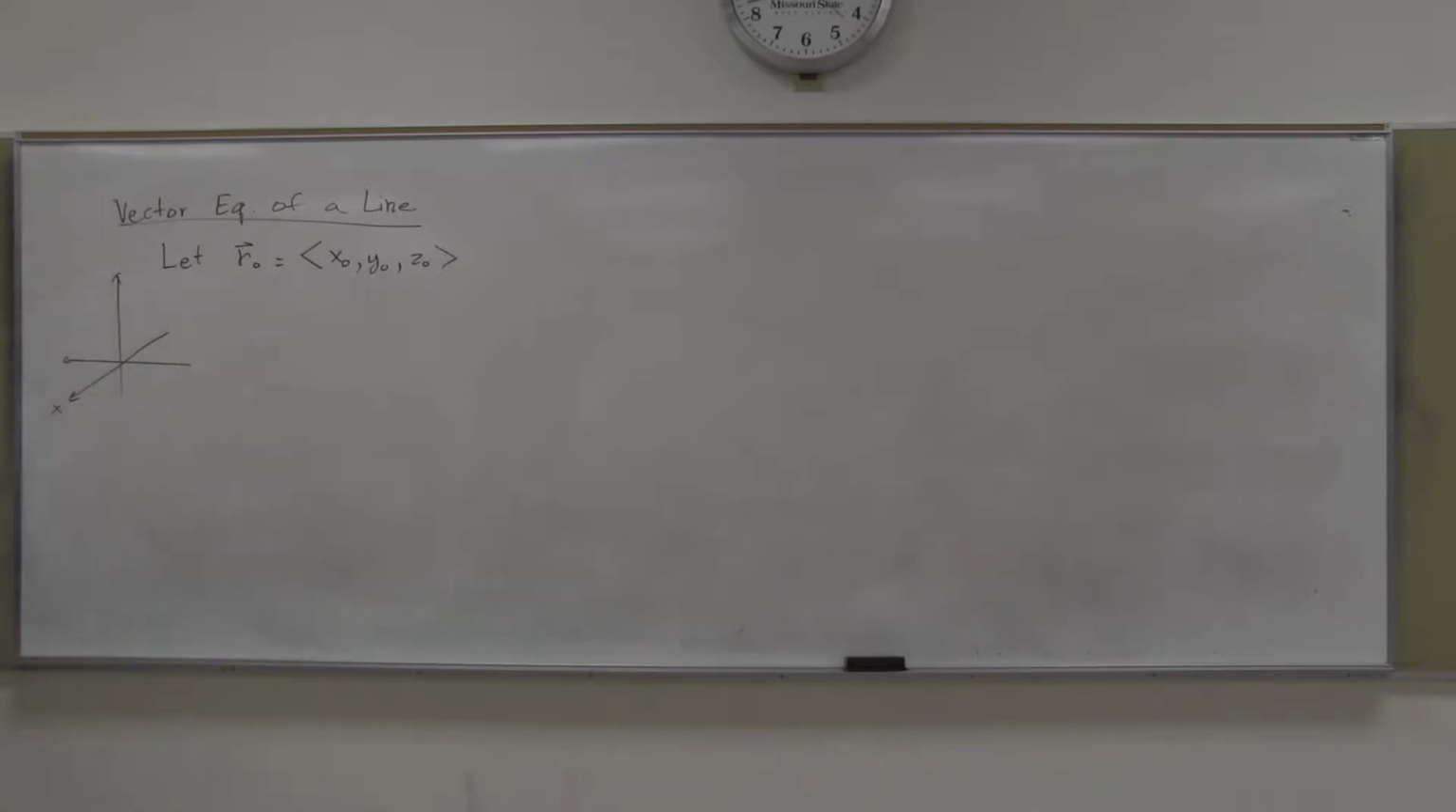X, Y, Z. All right. So we've got this point up here, wherever it is on our line, x0, y0, z0. So what we're saying is, let's make a vector to that point. That's going to be R0.